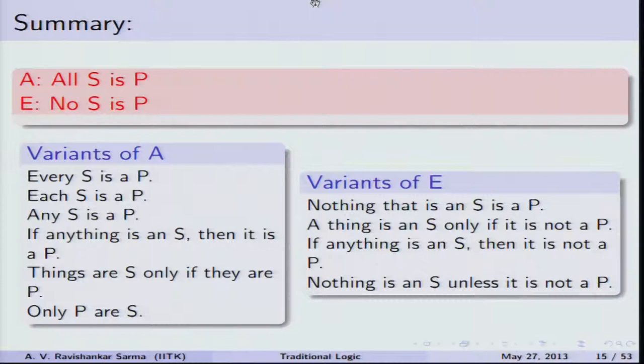In the same way, in the case of E, you do not come across "No S are P" all the time. Sometimes it will be used in a different sense, such as "Nothing that is an S is a P", which is the same as "No S is P". "A thing is S only if it is not P", or "If anything is an S, then it is not P." For example, no cat is a dog. If anything is a cat, it cannot be a dog. In the same way, "Nothing is an S unless it is not P". All these come under the same thing. The translation is nothing but "No S is P".